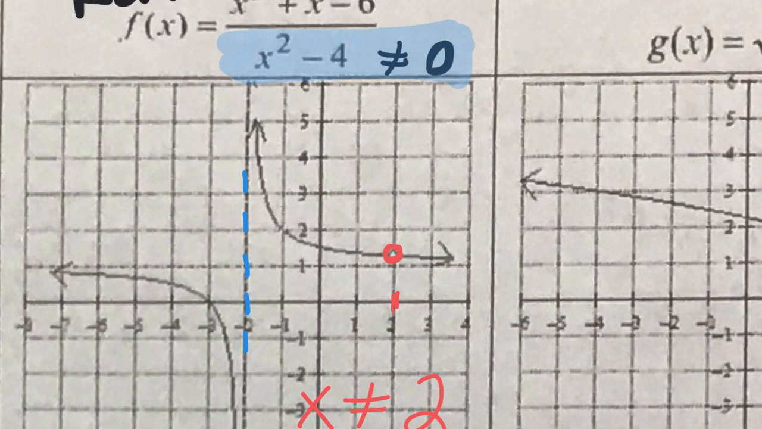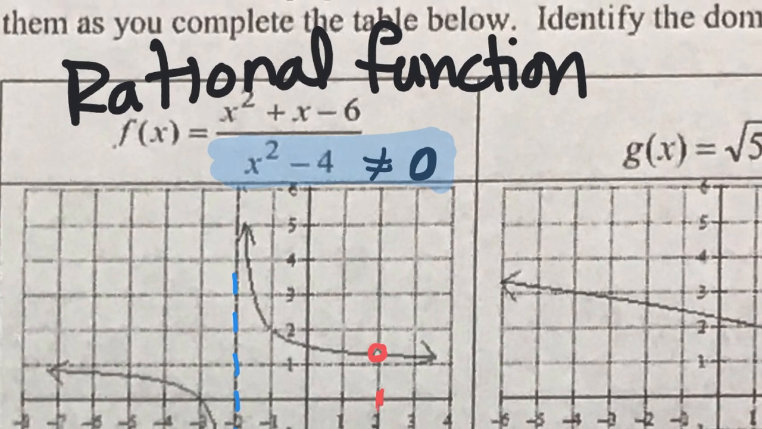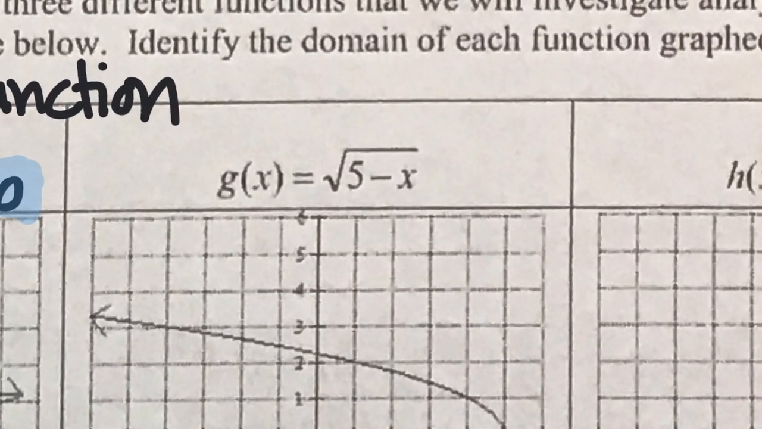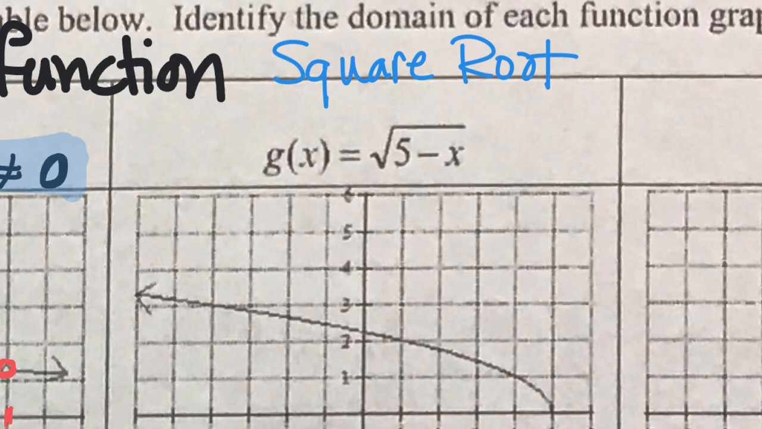undefined. Okay, so there are some restrictions to rational functions. The denominators can't be 0. Now, what type of a function is this little guy? This guy is a square root function. Okay, and what do we know about square roots? Well, hopefully, what do we know what we can't do to square roots?